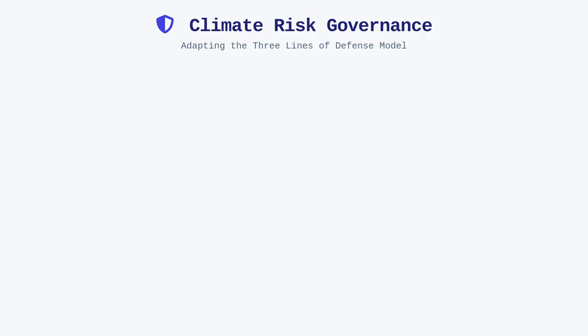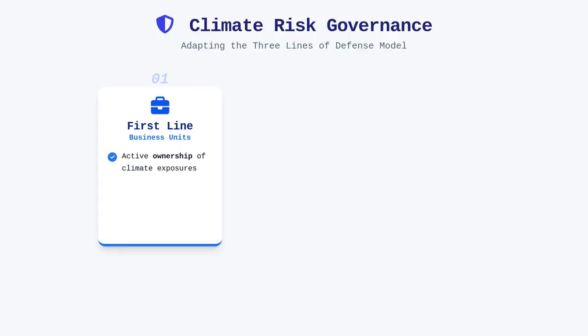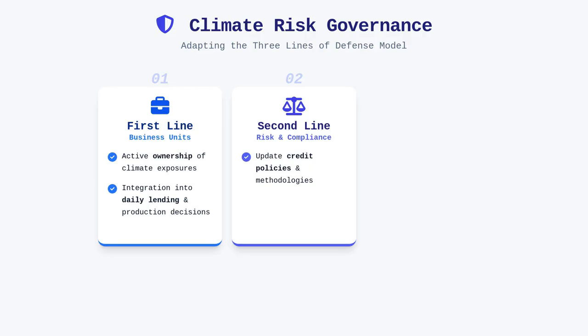Effective governance relies heavily on the classic three lines of defense model, which must be adapted to account for the unique characteristics of climate risk. The first line, composed of business units and functional management, must now take active ownership of climate-related exposures in their daily lending or production decisions. The second line, typically the risk management and compliance functions, must facilitate this by updating internal credit policies and risk assessment methodologies to reflect climate vulnerabilities. For instance, updating a commercial lending policy might involve requiring physical risk assessments for collateral located in high-risk zones, such as areas prone to chronic sea level rise.